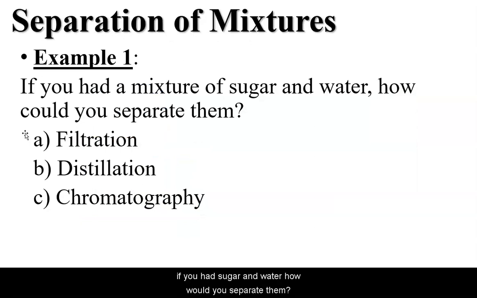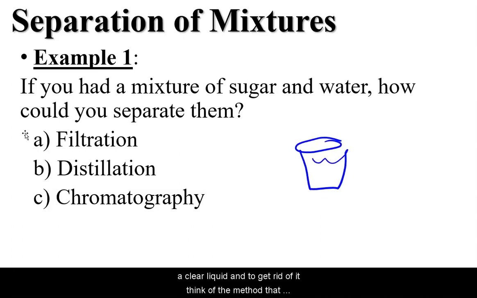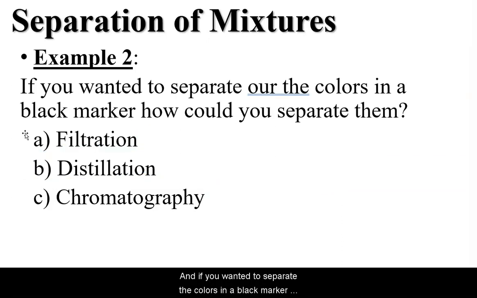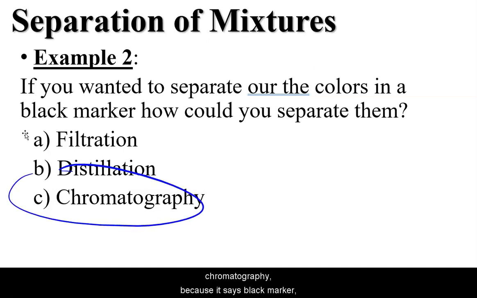So for the first example, if you had sugar and water, how would you separate them? We can dissolve sugar into water and it still comes out as a clear liquid. And to get rid of it, think of the method that most easily removes something dissolved into it. It would be distillation, because the sugar particles are way too fine to be used in filtration, and it doesn't have a color, so you can't use chromatography. And if you wanted to separate the colors in a black marker, how would you separate them? That would be chromatography, because it says black marker, so you're using a color.